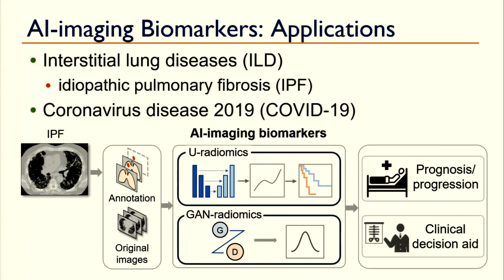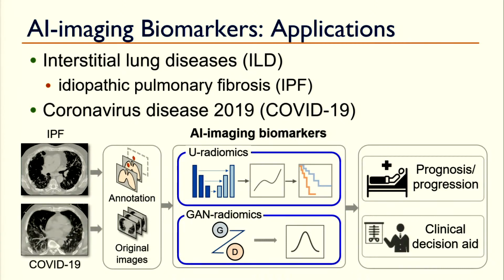For these AI biomarkers, we will consider two example applications. Initially, when our team started developing these AI imaging biomarkers, we focused on the prognostic prediction of patients with interstitial lung diseases, such as idiopathic pulmonary fibrosis, or IPF. More recently, we have also applied these biomarkers to the prognostic prediction of patients with COVID-19 pneumonia. So why use AI imaging biomarkers in these diseases? Let's use the IPF as an example.